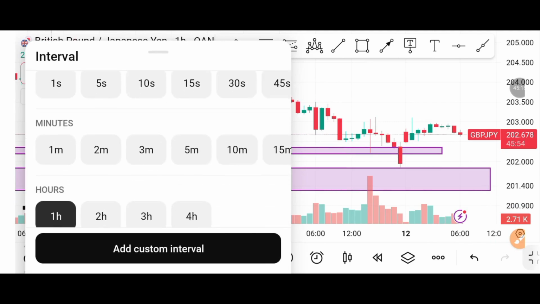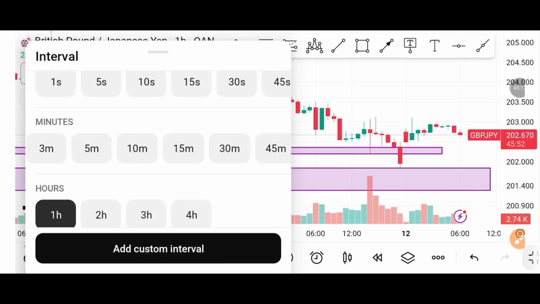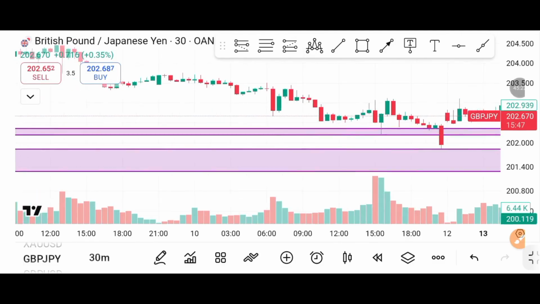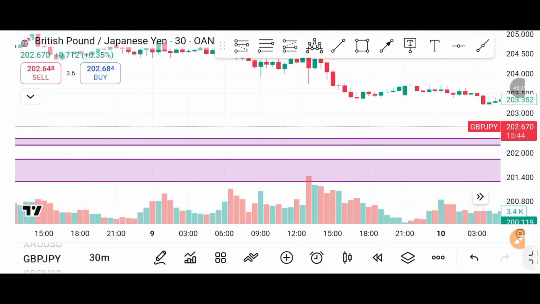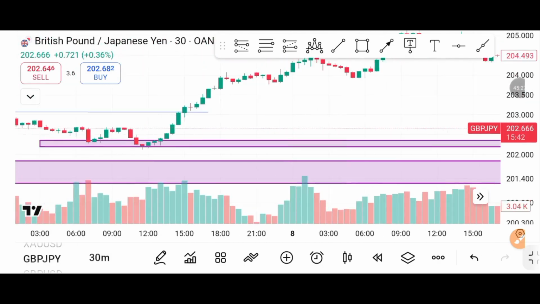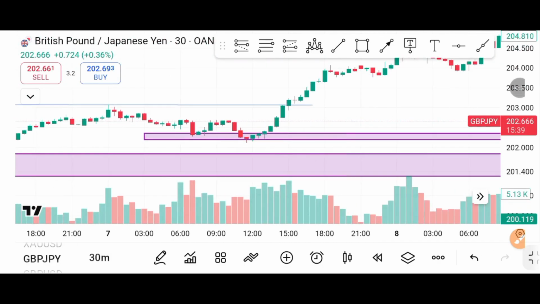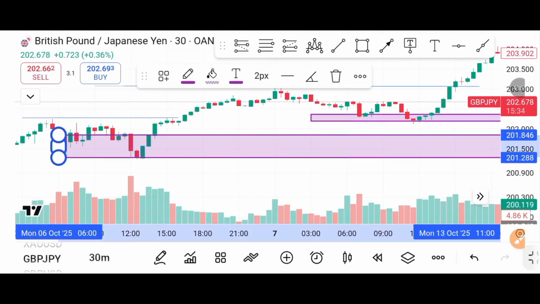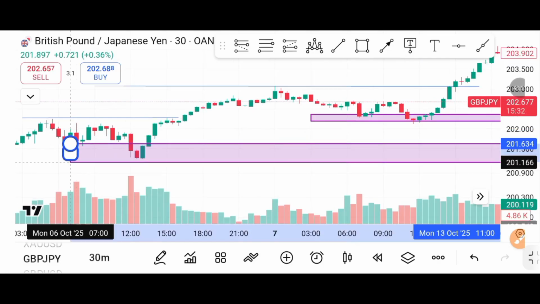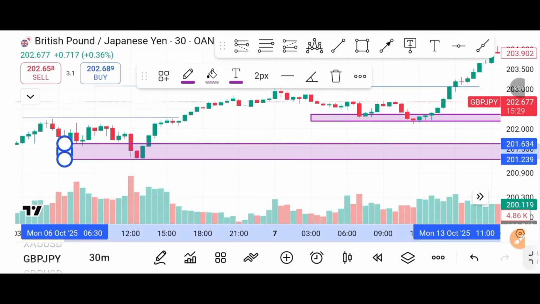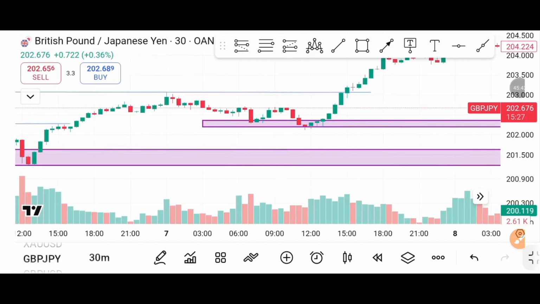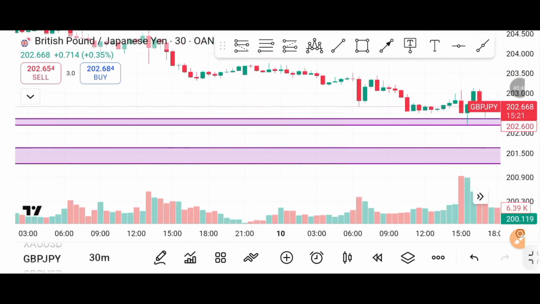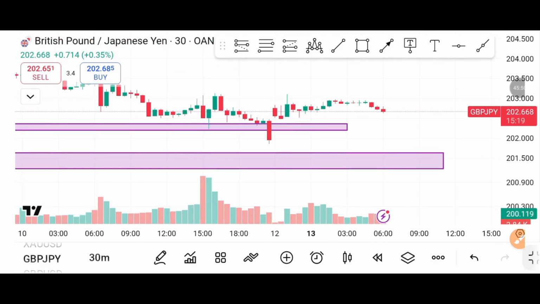So let's see what we have. Firstly, on the 30 minutes time frame, the level is very much relevant. Okay, the level is still very much relevant, and the only thing we can do here is to refine our order block here. So we'll just wait for price to retrace down into this order block.